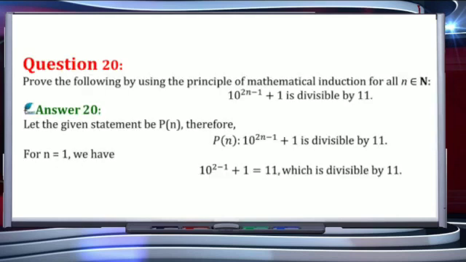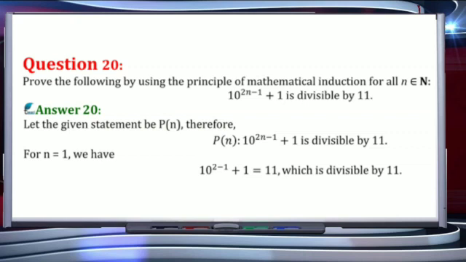Now next, question number 20 is: prove the following by using PMI for all n belonging to the natural numbers, that 10^(2n-1) + 1 is divisible by 11. Whether it is a multiple of some number or divisible by some number, in both cases we proceed in the same way. So again, let us consider our P(n) as 10^(2n-1) + 1, which is divisible by 11.